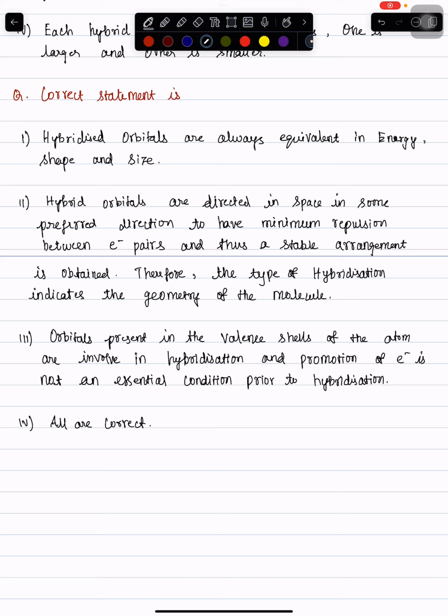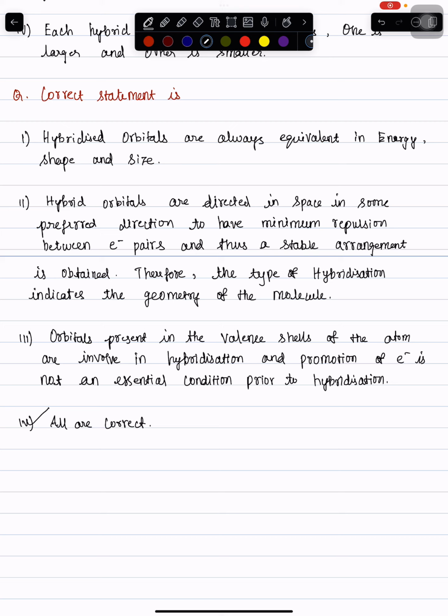And the third option: orbitals present in the valence shell of the atom are involved in hybridization, that is correct. And promotion of electron is not an essential condition. In methane, we discussed that the electron will be promoted from 2s to 2p, but that's not a prior condition to undergo hybridization. Without promotion also the hybridization can happen. So in terms of all these concepts, all are correct.